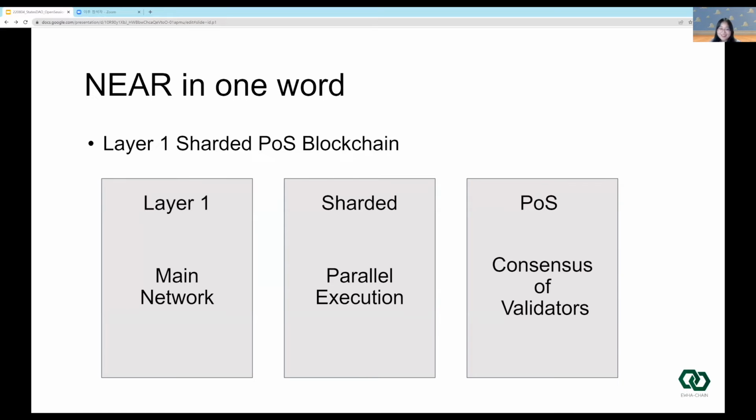So let's start to explore NEAR. Have you ever studied about NEAR? How are you going to describe NEAR in one word? If I were you, I will say NEAR is layer 1 sharded proof of stake blockchain. Layer 1 means that NEAR is the main network within its ecosystem. So NEAR is a protocol which processes and finalizes transactions on its own blockchain. The transactions will be executed in parallel using the sharded architecture. NEAR protocol employs proof of stake as its consensus algorithm.